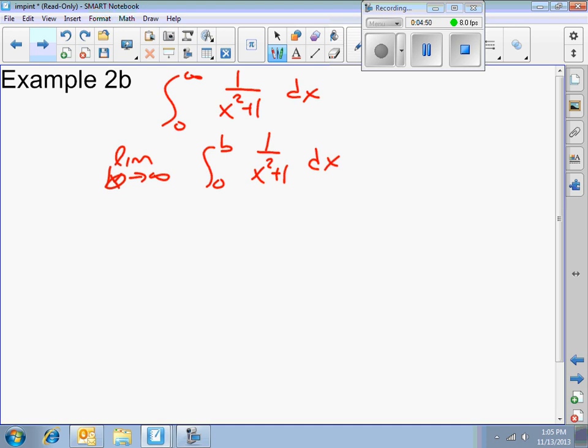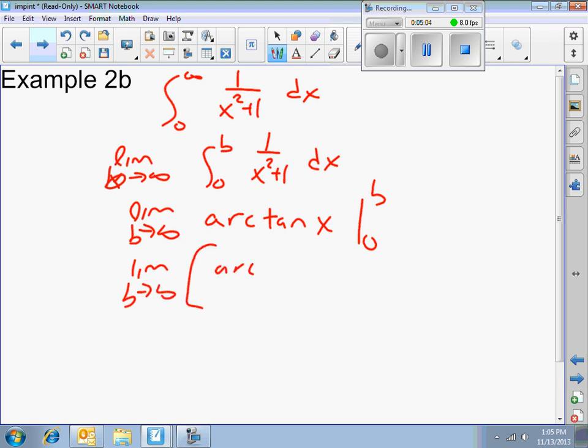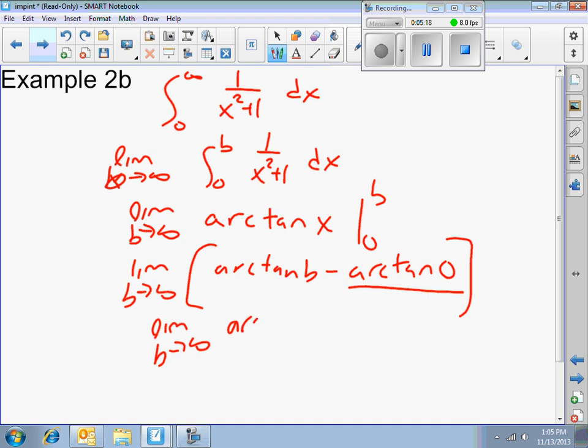Now you should recognize that as an arctangent problem. So that's arctangent of x evaluated from 0 to b, and of course it's the limit as b approaches infinity of arctangent of b minus arctangent of 0. Well, you know the tangent is 0 at 0, so that goes to 0. So we're really evaluating the limit as b approaches infinity of arctangent of b.